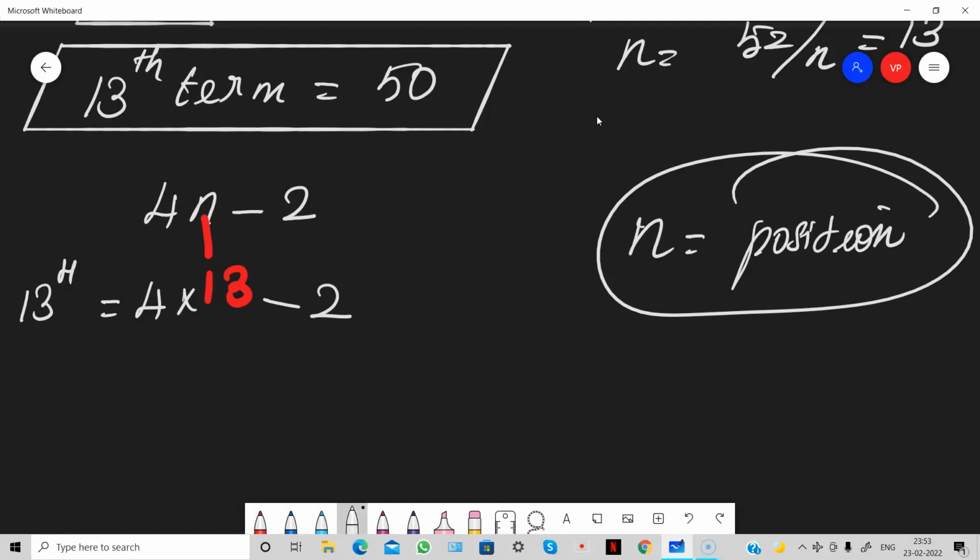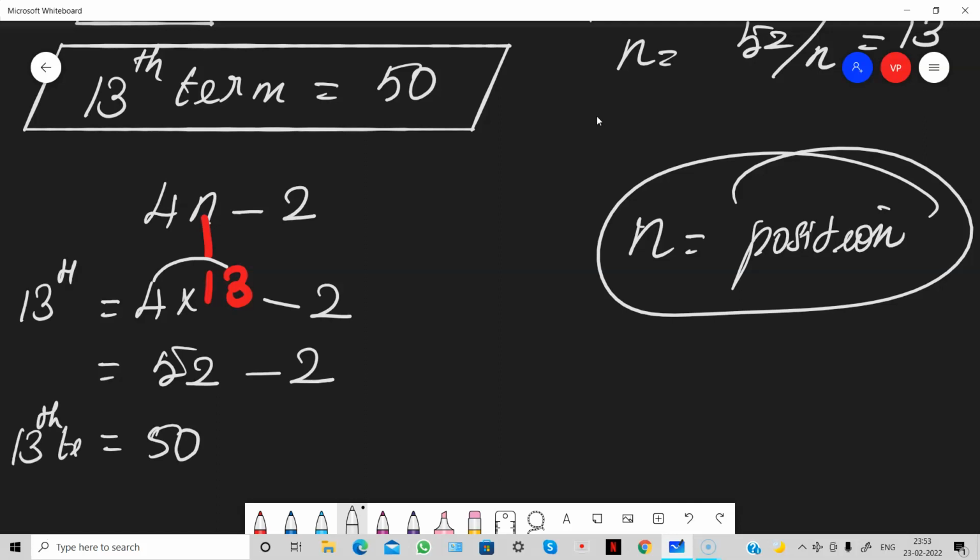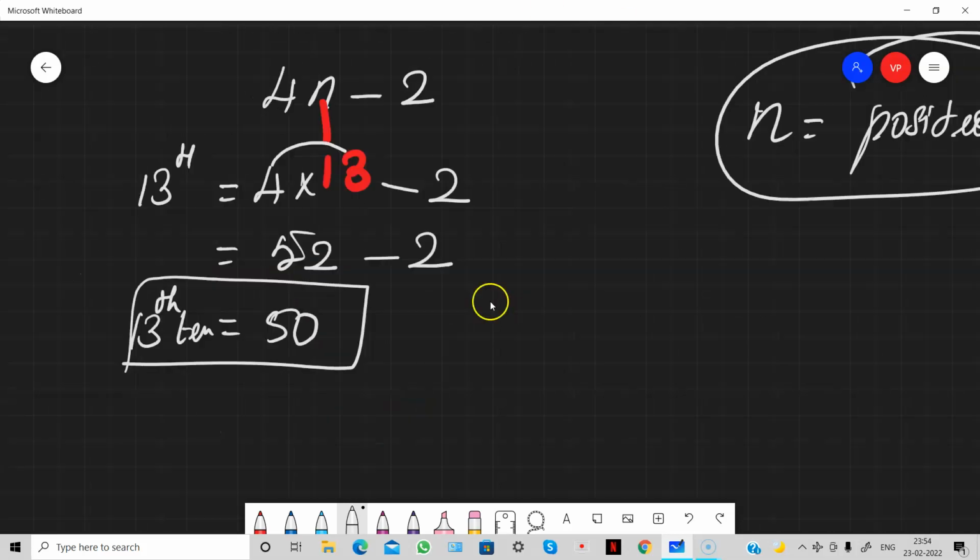So what is 4 times 13? It is 52. This is negative 2, and if you subtract, I get 50. So what do you mean by that, students? The 13th term is 50. So, can you understand the problem now? 50 is given, it is in the sequence, and you just find the position of the term. So I find 13 is the position of the term. Right? You understand?